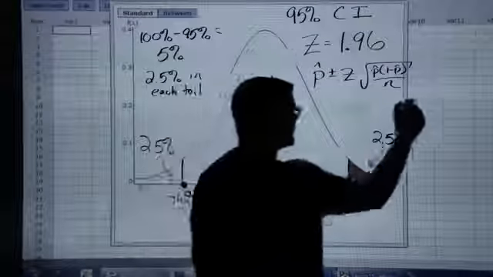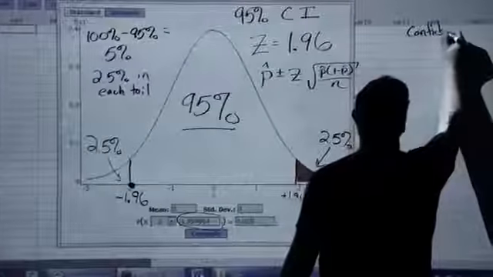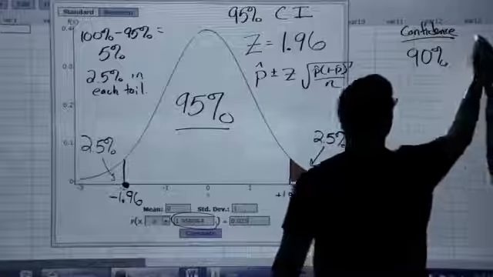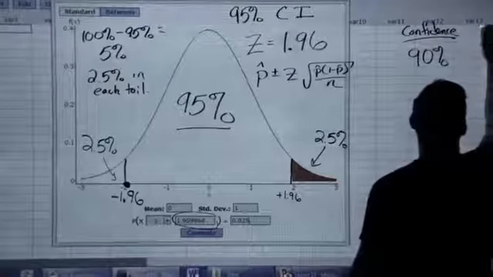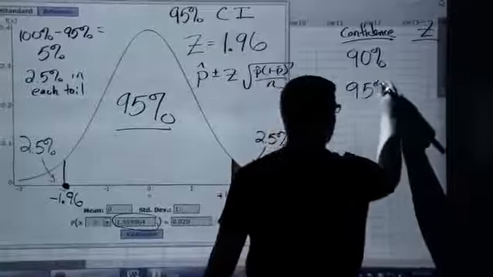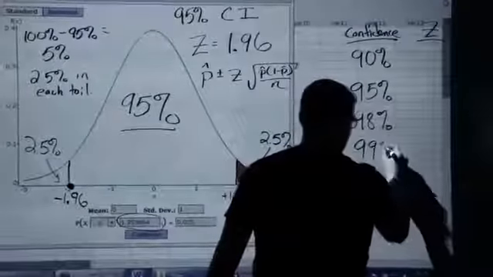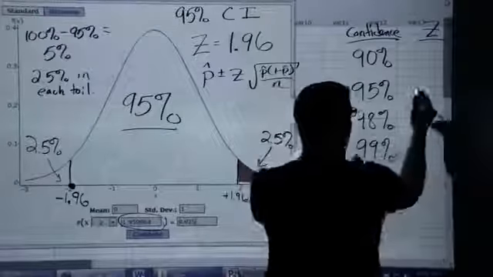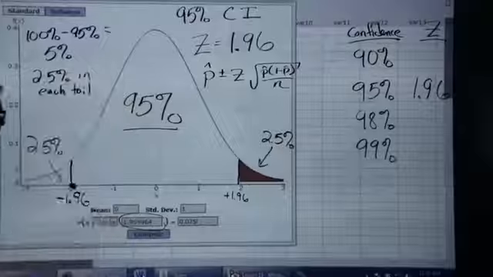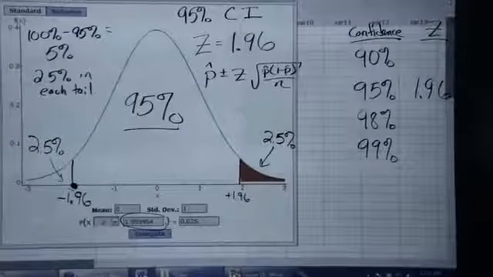So off to the side, I'm just going to keep a little list here of the confidence level and the z number that I would need. We don't need to get this on the screen the whole time, but maybe at the end. In this video, we're going to do 90, 95, 98, and 99, and 95 we learned was 1.96.